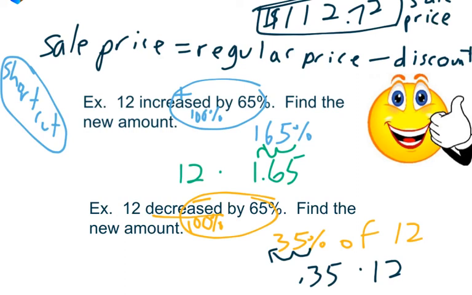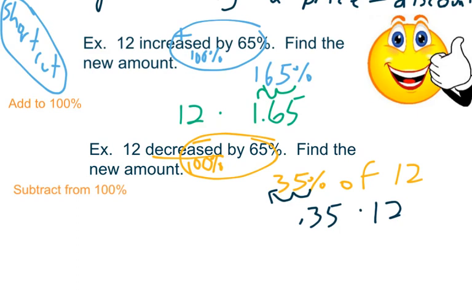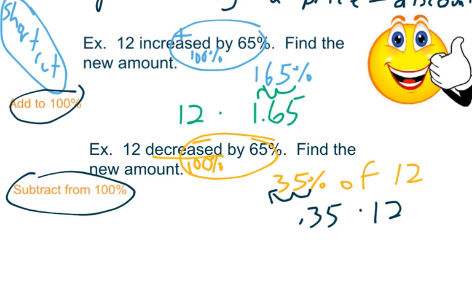If it's increased, add 100% to it. If it's decreased, subtract it from 100%. And really, that's all there is to it. And that wraps up markup and discount.